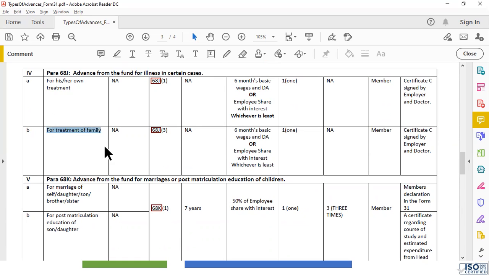For treatment of family, again, there is no eligibility criteria. You can apply for that, and you would be getting 6 months basic wages or employee share with interest, whichever is least. In all these advance cases, the payment is done from your PF money. Pension is not getting disturbed.